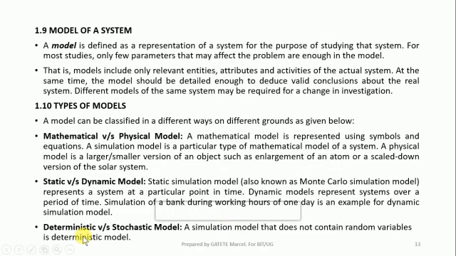You can have also deterministic and stochastic models. A simulation model that does not contain random variables is called deterministic. This does not have a random variable. It means that it's a model which has variables which are not random. It means the variables which have a clear relationship between them, so they are not taken randomly.